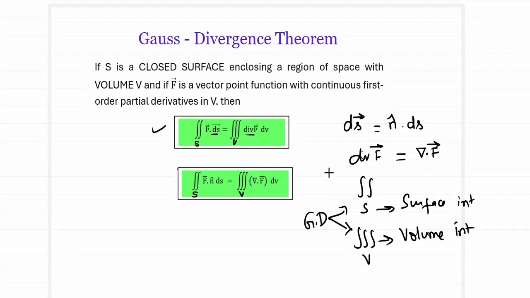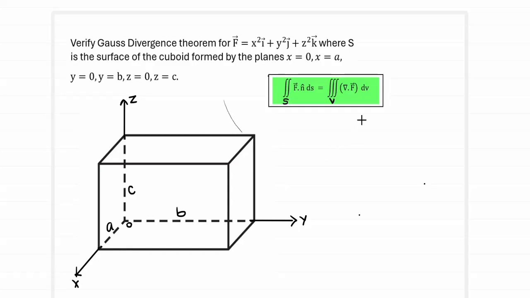If we are now ready with this statement, then we can apply it to a problem and see what happens. Let the problem statement be: verify Gauss divergence theorem for F vector equals x square i plus y square j plus z square k, where S is the surface of the cuboid that is formed by the planes x equal to 0, x equal to a, y equal to 0, y equal to b, z equal to 0 and z equal to c.